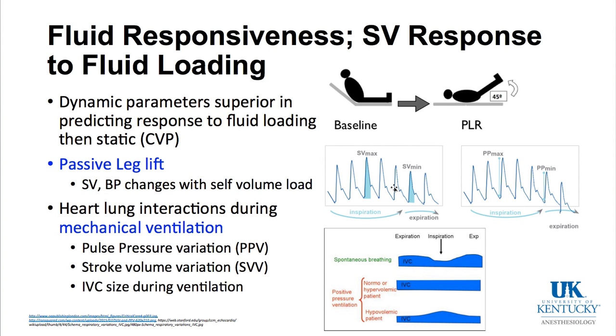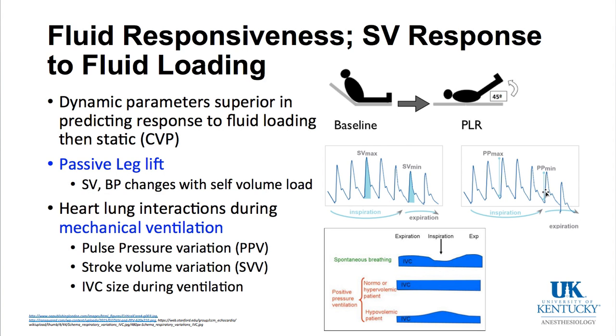The middle graphic shows stroke volume and pulse pressure variation. You can see that during inspiration, stroke volume goes up. During expiration, stroke volume goes down. During inspiration, pulse pressure goes up, and during expiration, pulse pressure goes down. The bigger the changes that these show of stroke volume and pulse pressure variation with inspiration and expiration, the more that would suggest they are fluid responsive. If you give them fluids, their stroke volume will go up and their pulse pressure variation will be reduced.